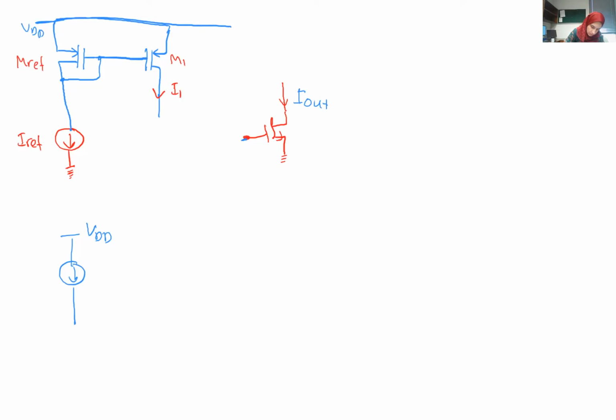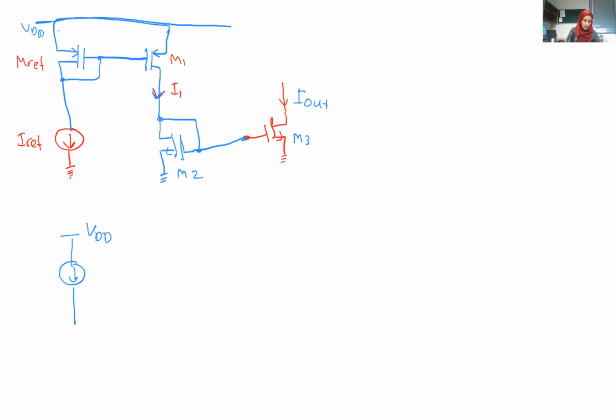So again, we have a diode connected transistor, and the VGS of MREF and the VGS of M1 are the same. So now we have an excellent copy of IREF that we can assume is another golden current source here, and we can replicate it to this NMOS device. This is M2 and M3. Okay.